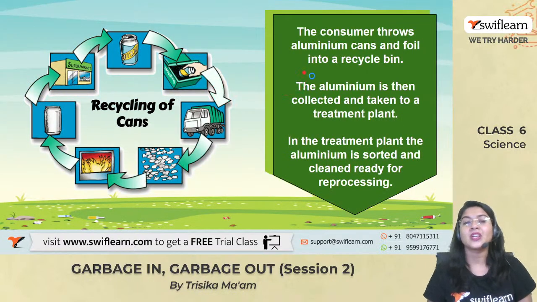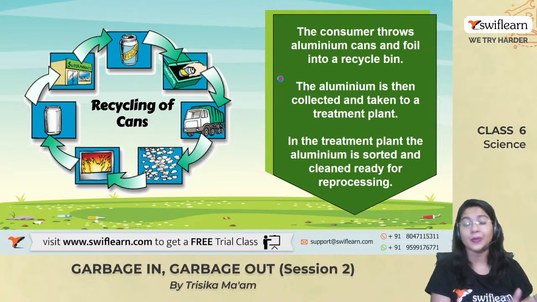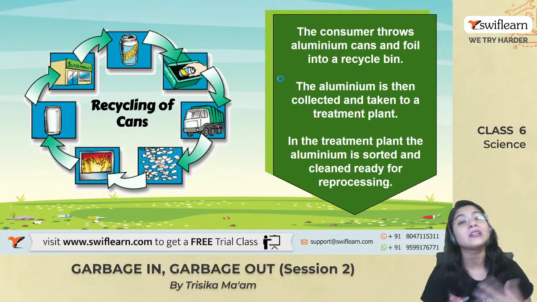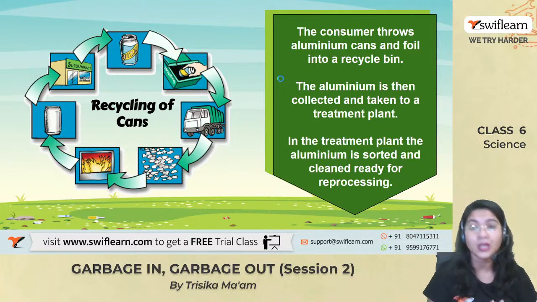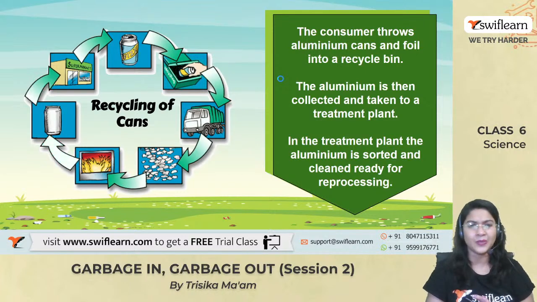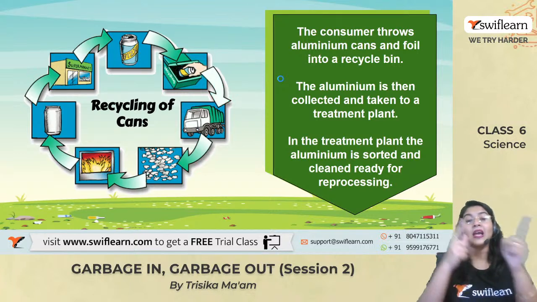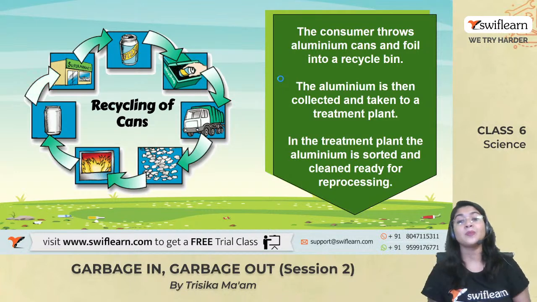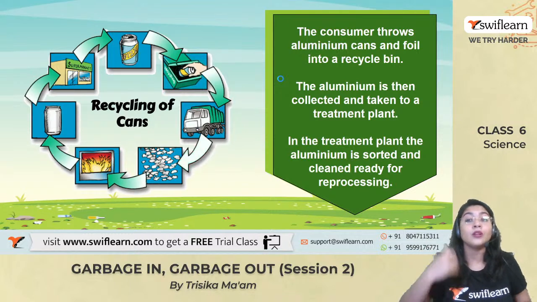Okay, so we have already discussed how we can recycle paper. Now let us come to how we can recycle the different plastic materials or the aluminium cans after using them. So we throw the aluminium cans directly into the recycle bin. Over there the aluminium is collected and taken to the different treatment plants. Now in these treatment plants the aluminium is sorted and then totally cleaned for reprocessing.